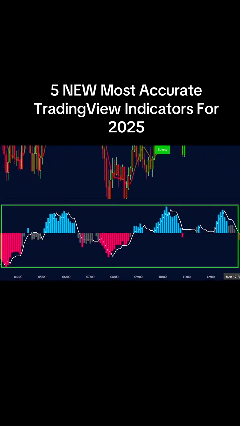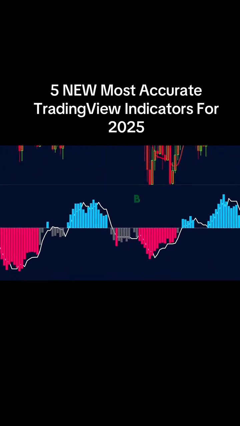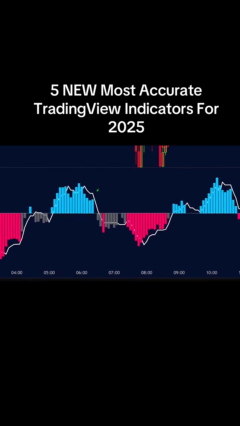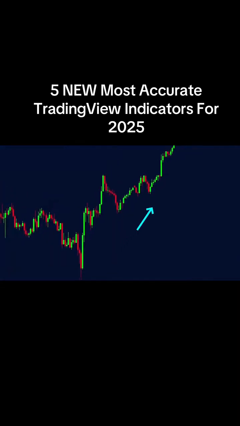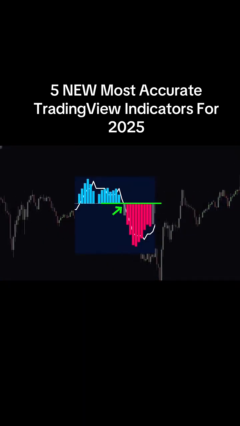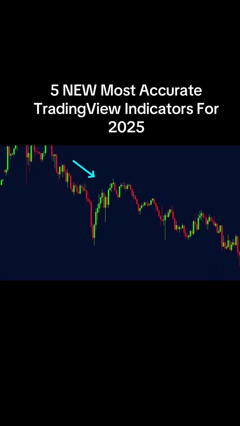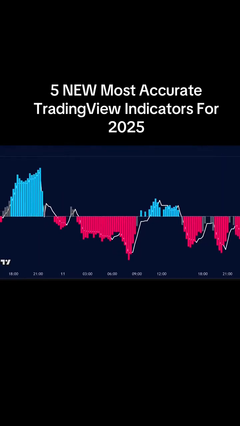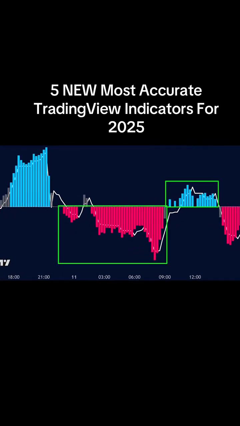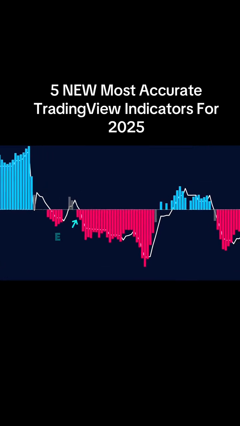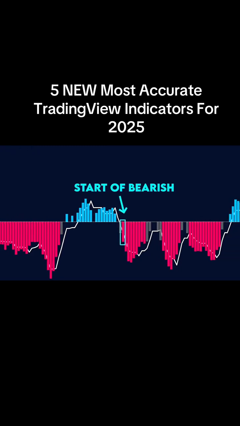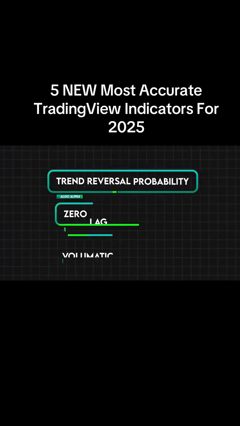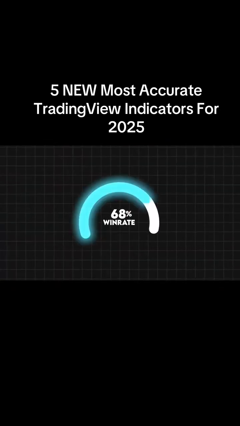Let me show you what makes it so effective. You've got the colored histogram at the bottom, blue for bullish momentum and red for bearish. But that's not all. See this white signal line? When it crosses above 50, you know bullish momentum is building. And when it crosses below 50, you know bearish pressure is taking over. But it gets better. See those colored dots above and below the histogram? Those are your exact entry and exit signals. Blue dots mark the start of bullish momentum. Red dots mark the start of bearish pressure. And when you combine it with our previous indicators, your win rate goes through the roof.